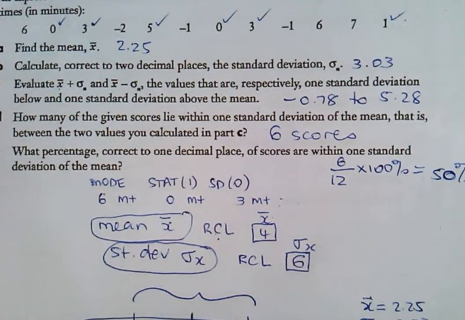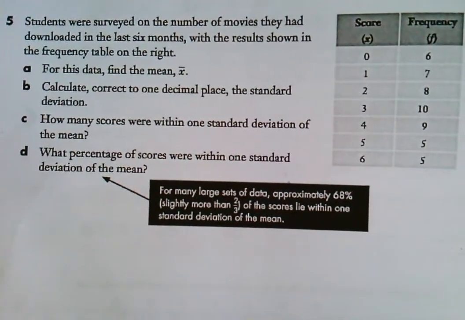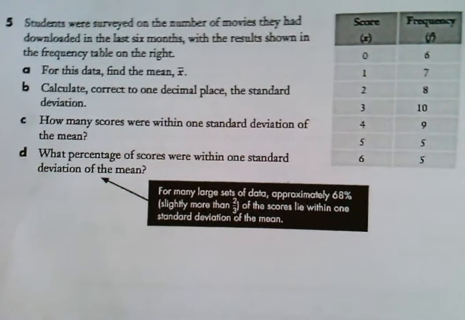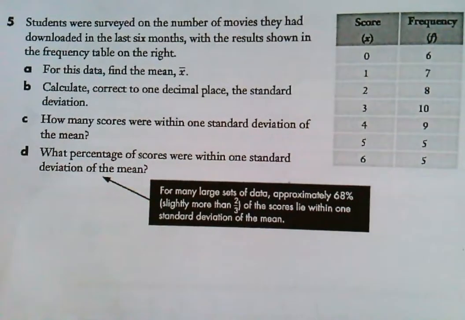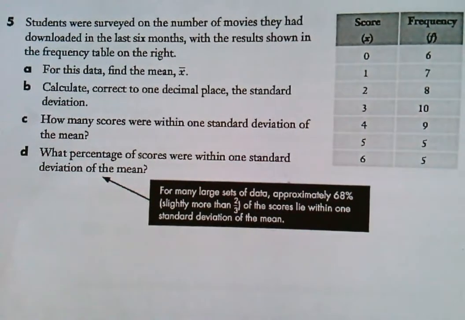Okay, we need to clear our statistics mode again. Do you know how to do that? You can either just go back in and go mode stat SD. That's the best way. Or you can go second function CA, clear all statistics. But to be safe, I'd be going back into statistics mode.